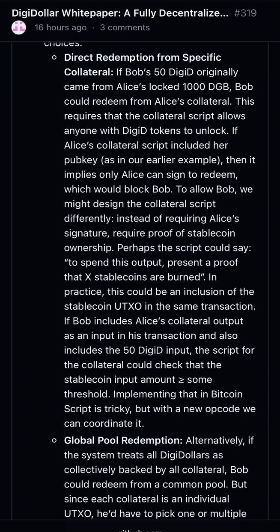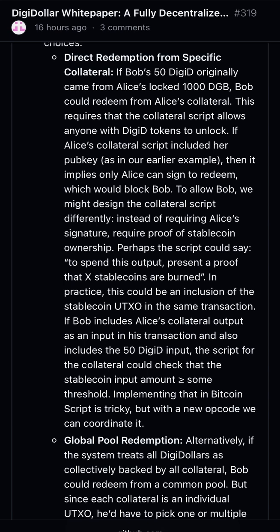If Alice's collateral script included her pubkey, as in our earlier example, then it implies only Alice can sign to redeem, which would block Bob. To allow Bob, we might design the collateral script differently. Instead of requiring Alice's signature, require proof of stablecoin ownership. Perhaps the script could say, to spend this output, present a proof that X stablecoins are burned. In practice, this could be an inclusion of the stablecoin UTXO in the same transaction.